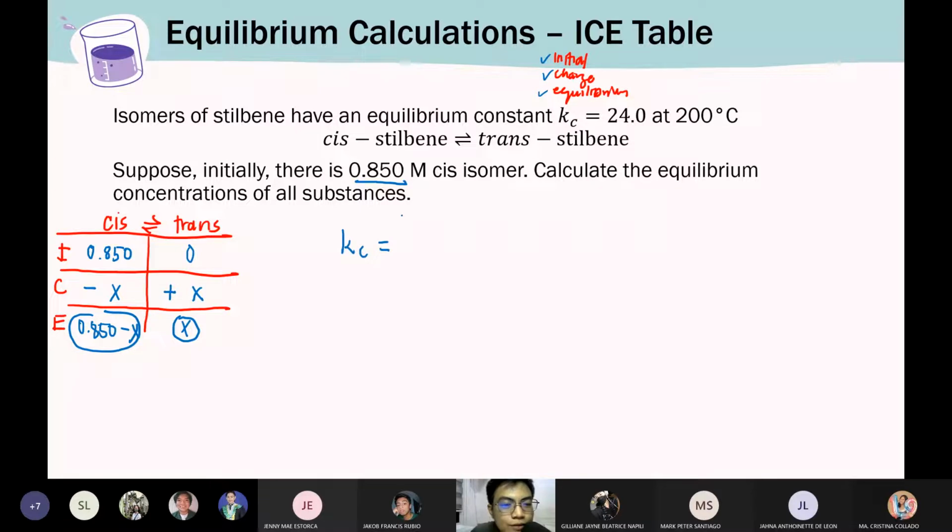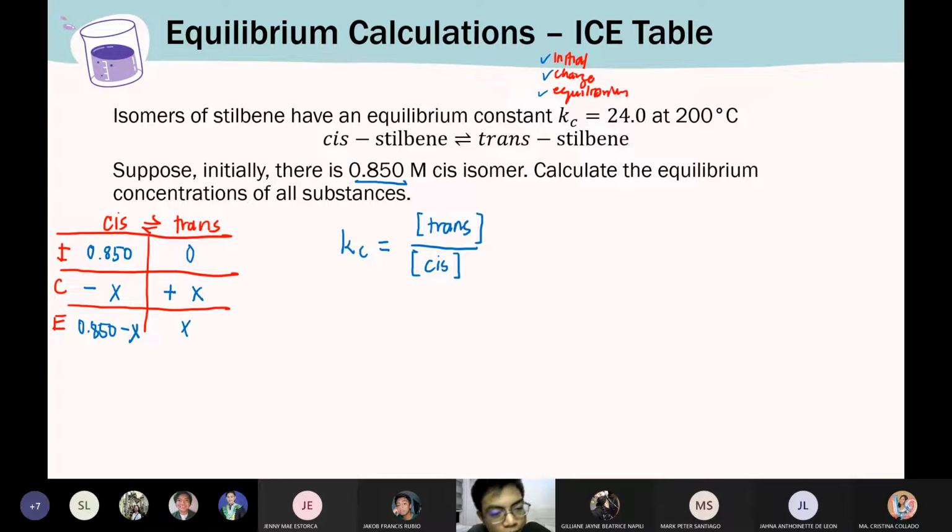Okay? So, what's Kc for the equation? Numerator yung product, denominator yung reactant. Okay? Ayan. And then, ano gagawin mo? Yung iyong equilibrium expressions, we call it expression kasi sabi ng algebra, kapag may mga unknown variable, expression tawag doon. Diba?